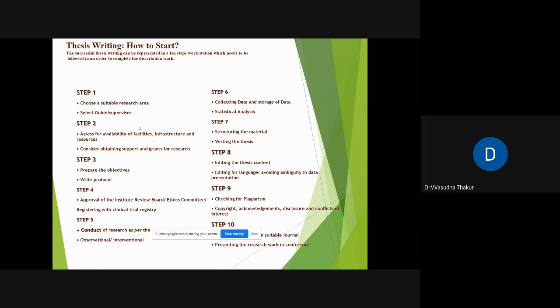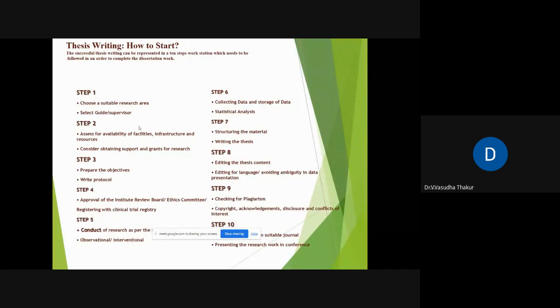Grants can come from the university at times, or from other organizations, NGOs, or some private companies as well who promote research. So you can even take up those researches. You have to put all these requirements of your research on paper.